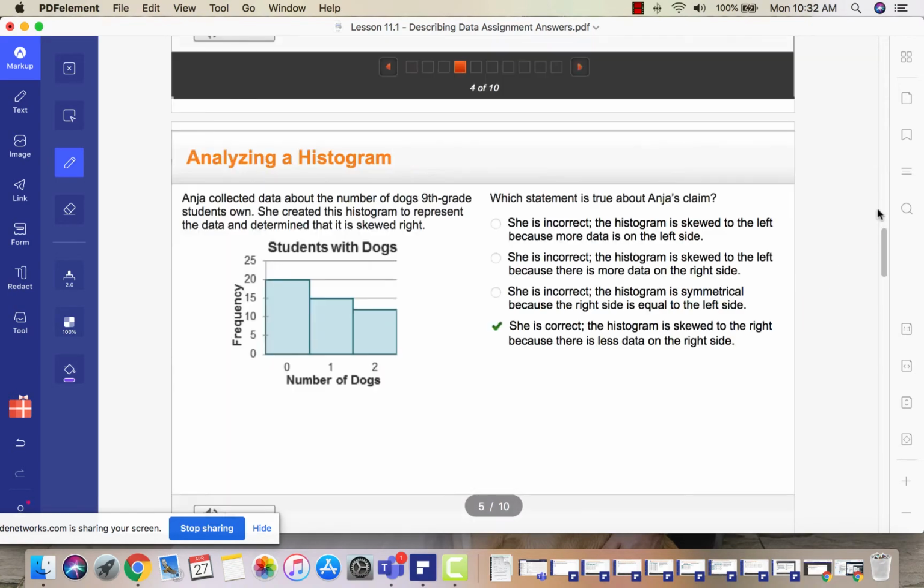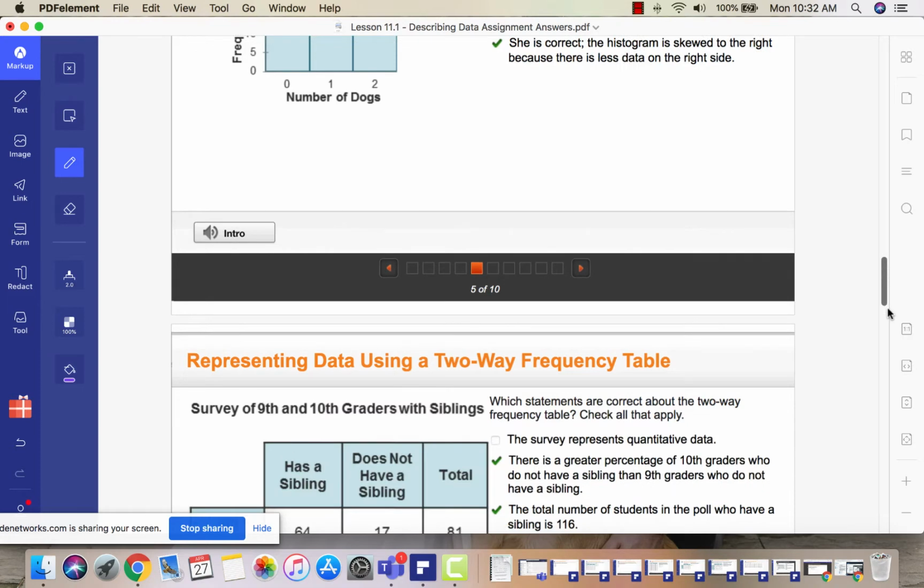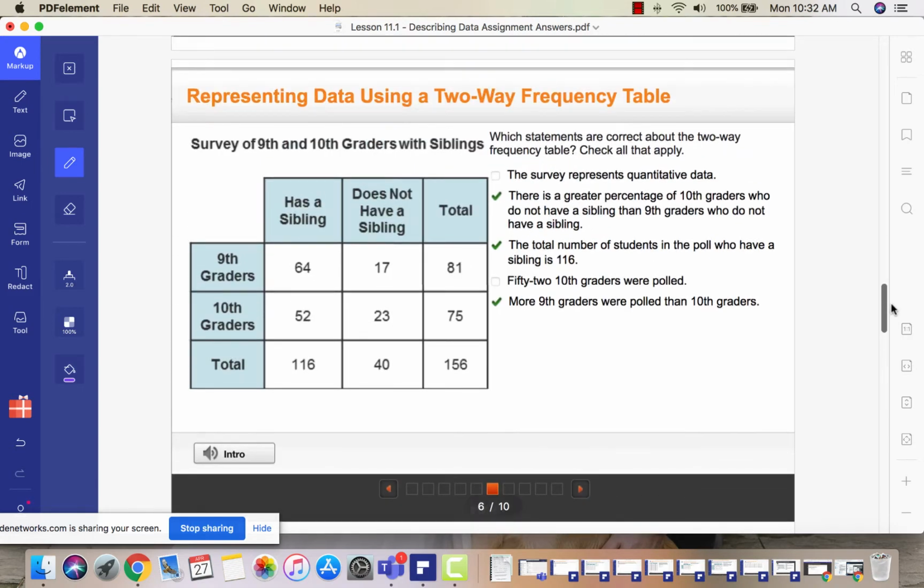Then I'm going to move on to 11.1 question 6. It says the survey of 9th and 10th graders with siblings. Which statements are correct about the two-way table? Check all that apply. This one says the survey represents qualitative data or quantitative data. No, this has to do with having siblings or not having siblings.